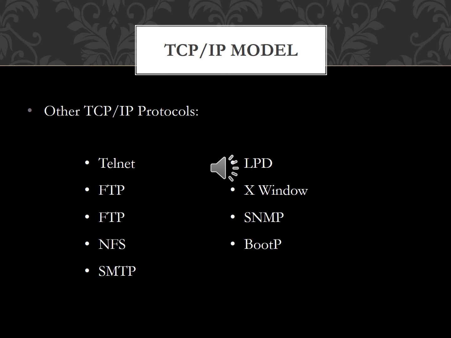Then we have the Trivial File Transfer Protocol, TFTP. TFTP is a stripped-down version of FTP. TFTP has no directory browsing abilities. It can do nothing but send and receive files. Unlike FTP, authentication does not occur, so it is insecure.